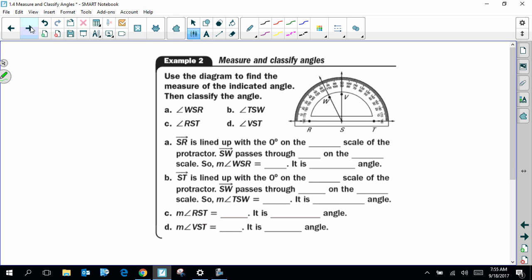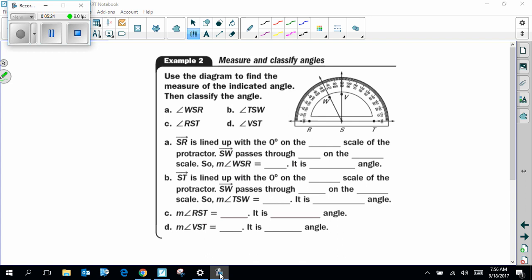So here we want to know, well, can you actually measure the indicated angle, and then can you classify it by whether it's right, obtuse, etc.? Okay?